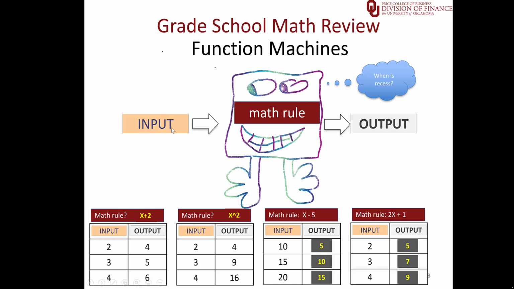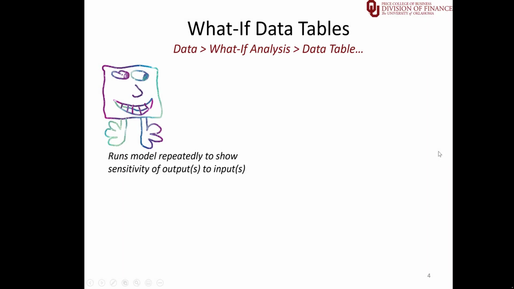And throughout this course, anytime you see this ugly Texas color, then you'll realize, oh, that must be an input. And anytime you see this washed out gray color, realize that must be an output. The first function machine I would like to talk about is the what if data table.